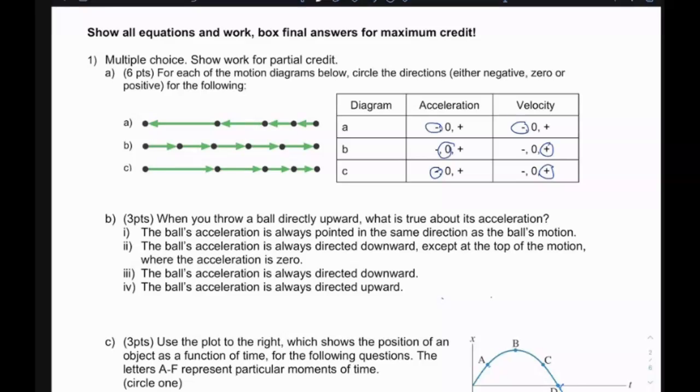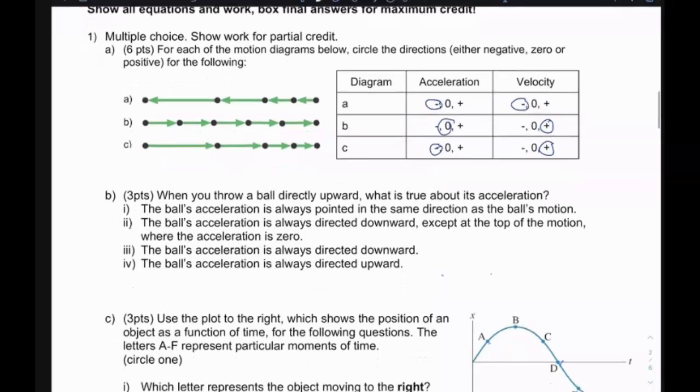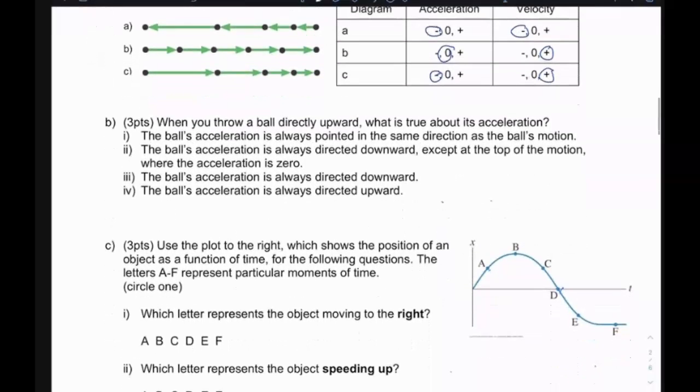In Part B, worth 3 points: when you throw a ball directly upward, what is true about its acceleration? Well, the answer is choice 3. The ball's acceleration is always directed downward.